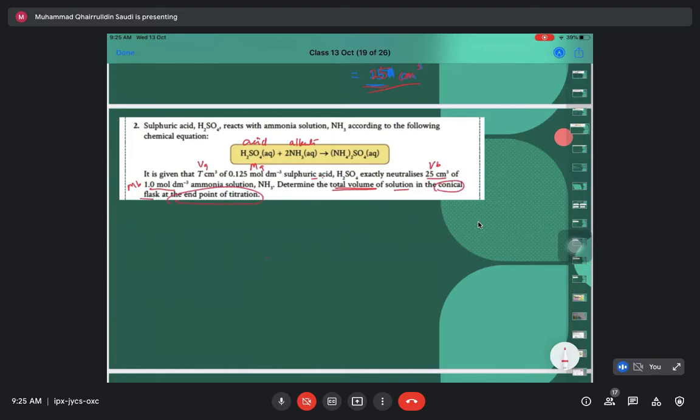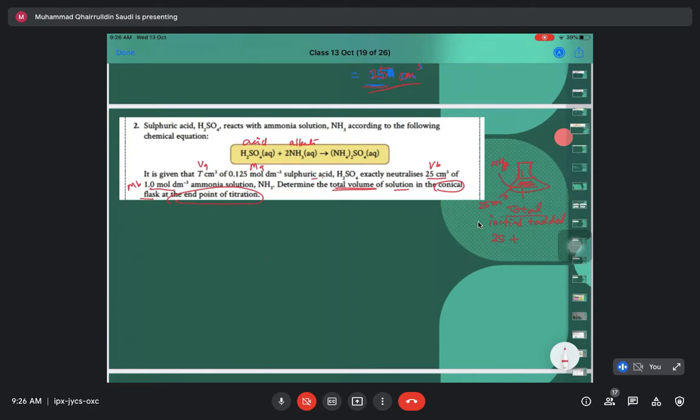At the end point of the titration, meaning in the conical flask they want the total. Meaning total initial plus what is added. Initial in here, who is there? Ammonia. So the ammonia solution in here already has 25 cm cube. Right? Alright, so 25 is already in there, ammonia. So we want to know how much acid is added so that we can find the total.